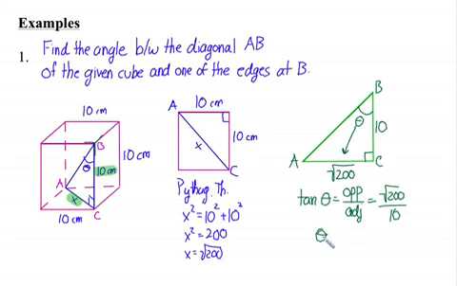Using the inverse tangent function, we have theta equals the inverse tangent of square root of 200 over 10. So theta is approximately 54.7 degrees.